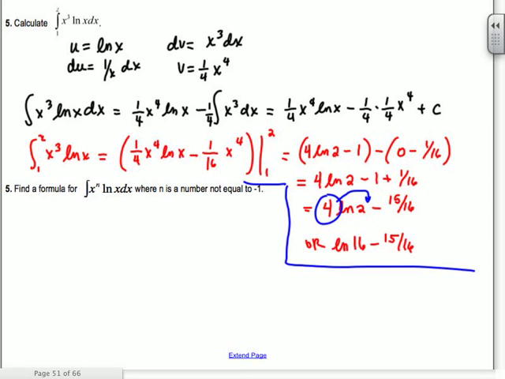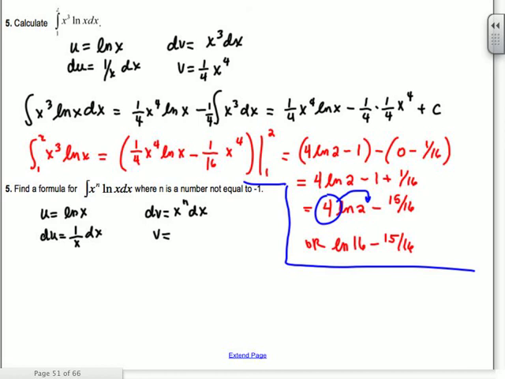Okay, last one. Find a formula for the integral of x to the n natural log of x dx, where n is a number not equal to -1. So we're going to figure out a formula. Let's let our u be natural log of x, just like we did in the last example. dv is going to be x to the n. The d's always have the dx's, right? du is 1 over x dx.